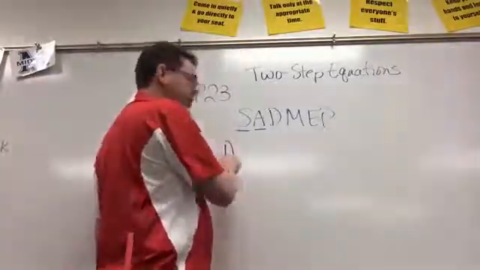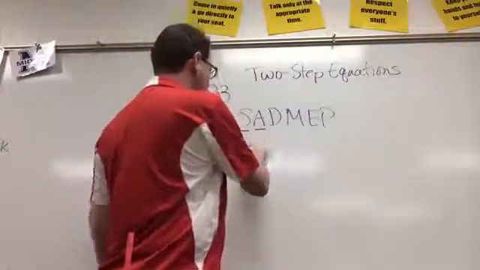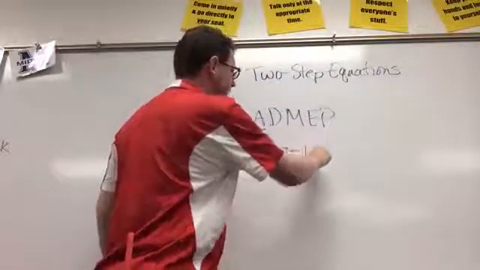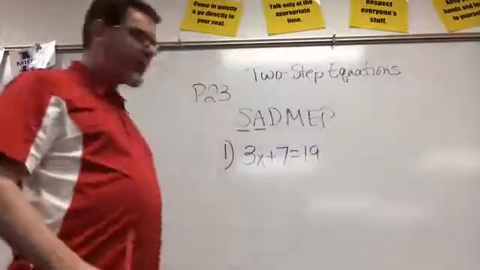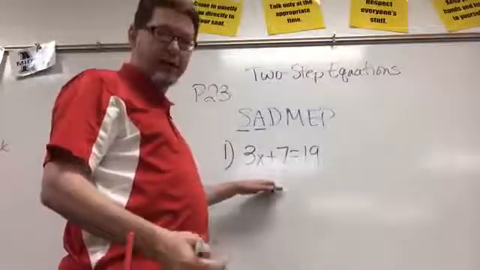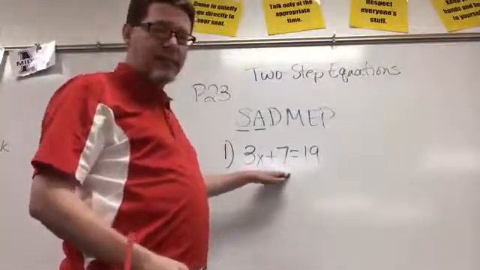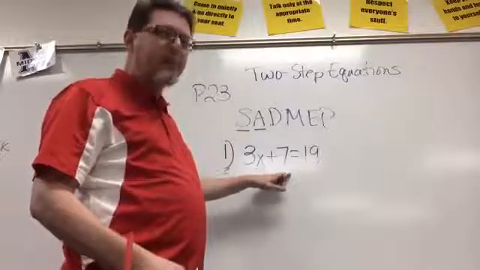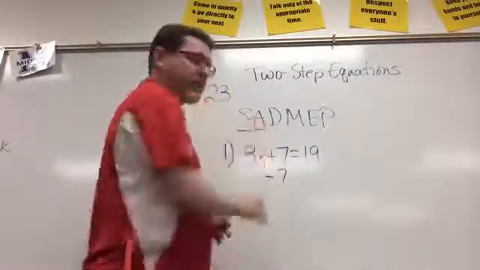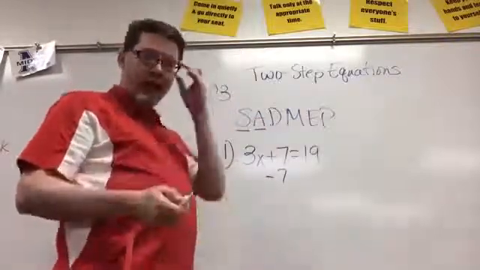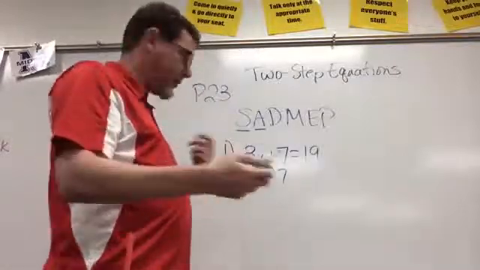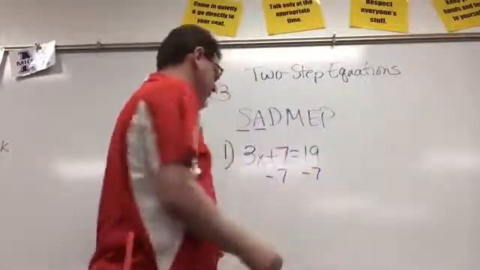Let's say I have example number 1, and it's 3x plus 7 equals 19. Now, do I have an opportunity to add or subtract first? Well, yes, I do. I got to get rid of that 7 before I can do anything else. So I'm going to subtract that 7 from both sides, because SADMEP says I could subtract or add first. Well, I'm going to subtract, because if I added, I wouldn't help myself at all. So I'm going to subtract 7 from both sides.